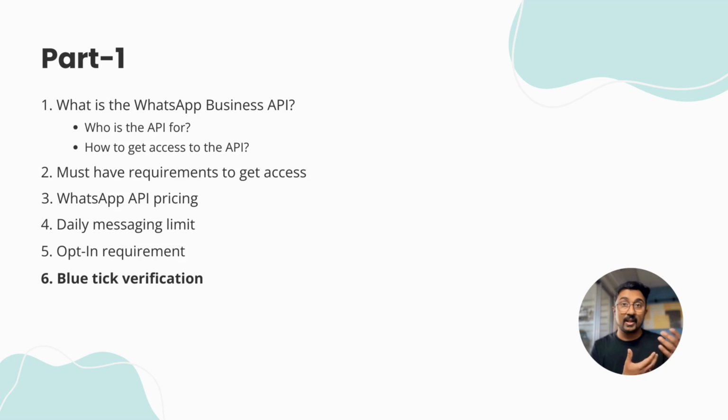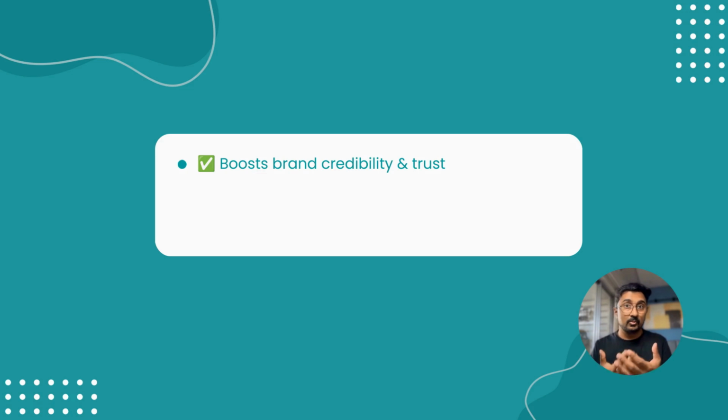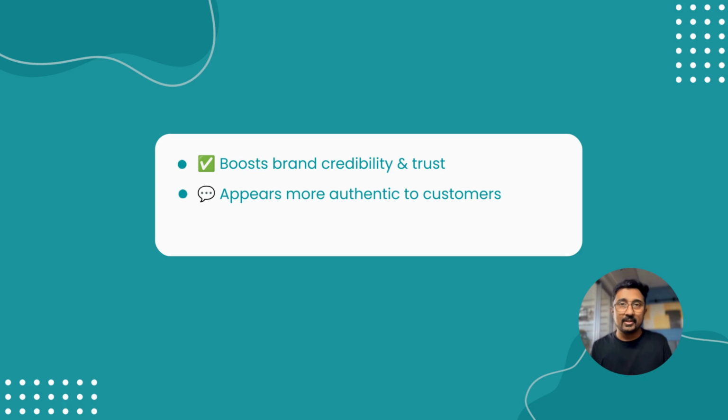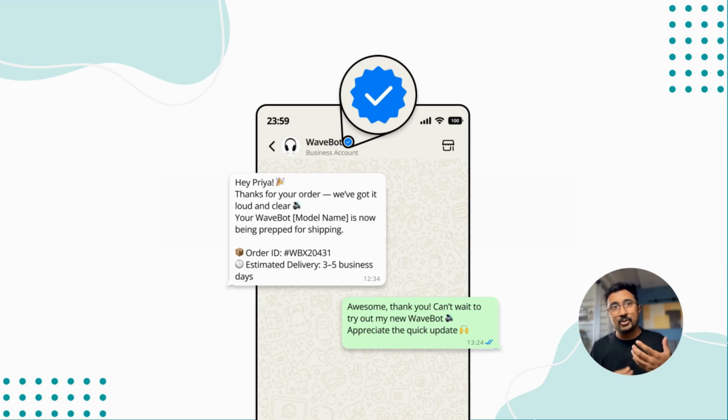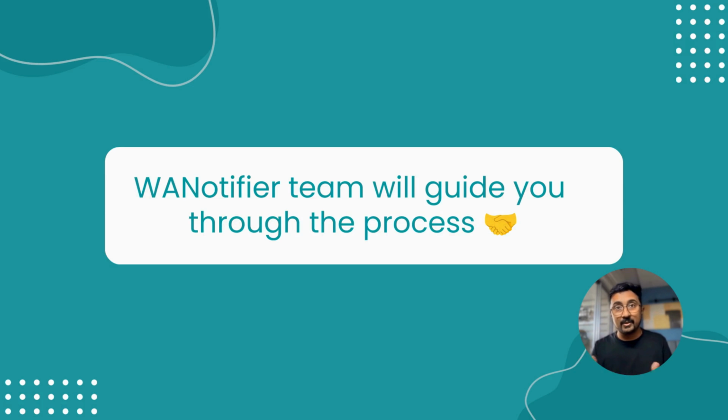Finally, let's quickly look at blue tick verification. If you want to boost your brand's credibility and appear more trustworthy to customers, you can apply for the WhatsApp blue tick when setting up your phone number with the WhatsApp API. Getting the blue tick is completely free with the WhatsApp API. If your business has a strong online presence and media coverage, or in the words of WhatsApp, you're a notable brand, you can apply for the blue tick and our team will guide you through the process.